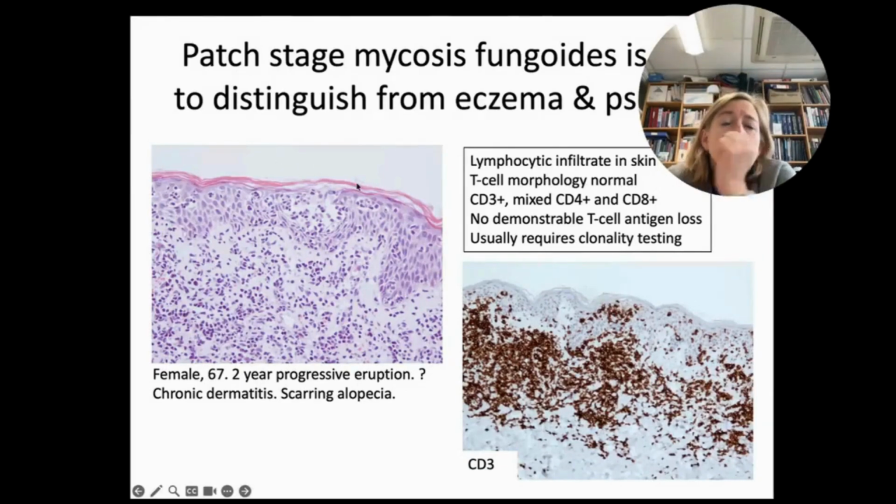Normally in the skin, most of the T cells will be CD8 T cells. So if you start seeing a preponderance of CD4 positive T cells, that can be very helpful. There's usually no particular antigen loss in mycosis fungoides, and certainly in our centre, this normally ends up requiring clonality testing in order to prove that this is actually a T cell neoplasm and not eczema or psoriasis.